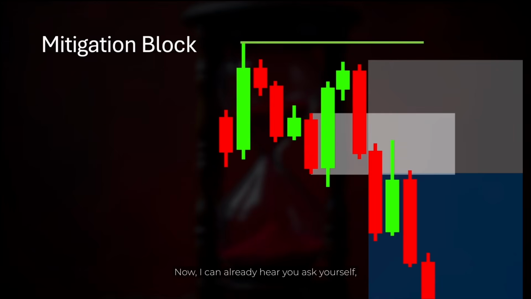Now, I can already hear you ask yourself, is there one pattern which is stronger than the other? Is there a difference between the significance of a breaker or a mitigation block? No, there isn't. I want you to understand that both a breaker and a mitigation block have the same level of significance, and the reason is because they are both swing formations. It's always either a breaker formation or a mitigation block formation.